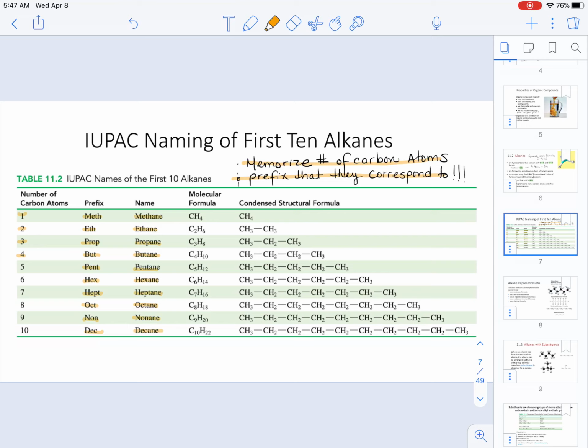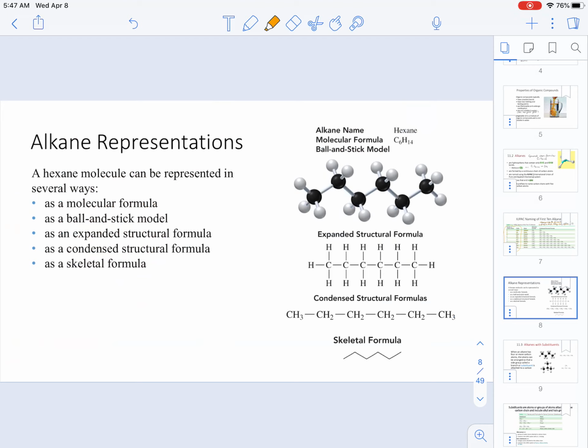So make sure that you memorize the number of carbons and the prefix that they correspond to, because this is going to be crucial for naming all the organic functional groups that we will be discussing this semester. Now, there are different ways in which we represent alkanes, okay? So we can have the alkane name, and we're going to be exploring that further in this chapter.